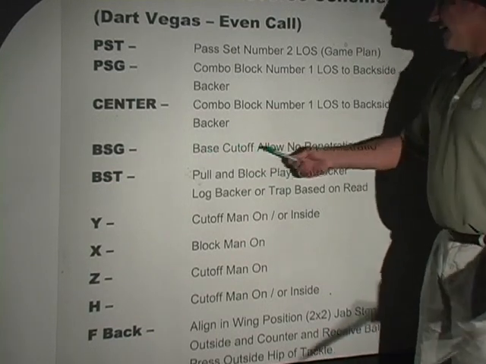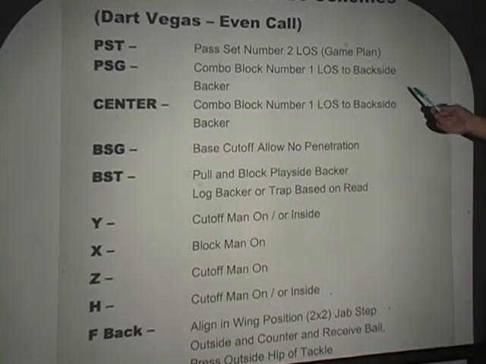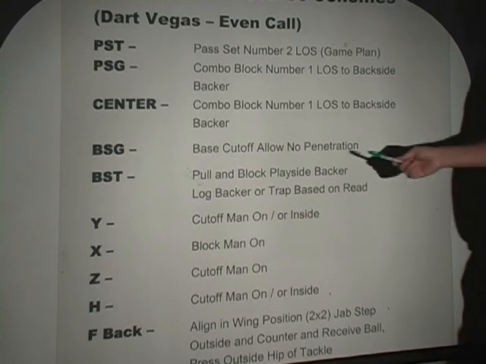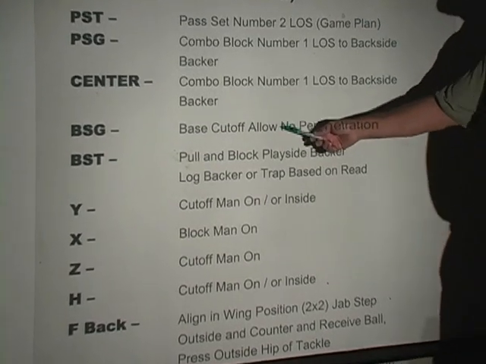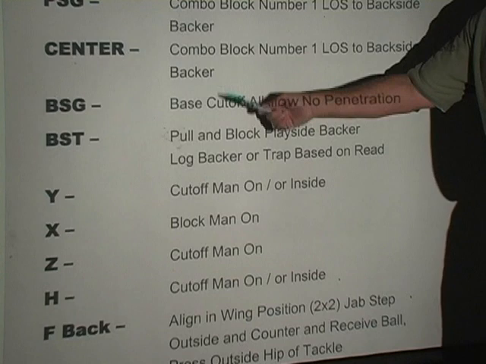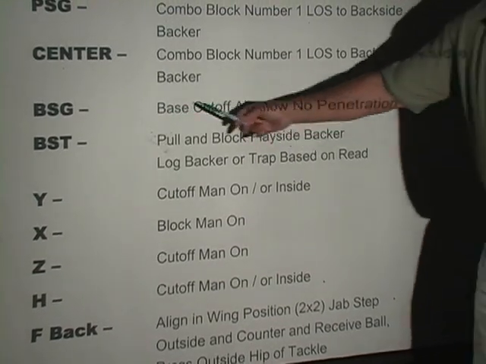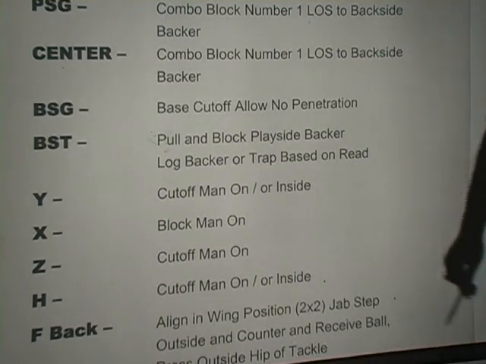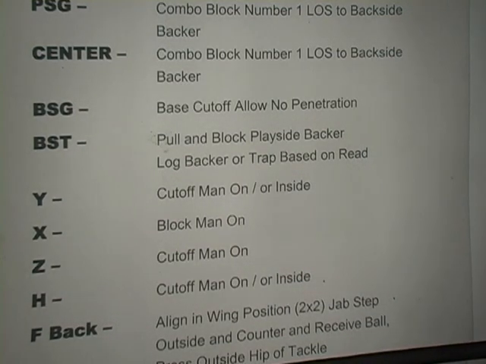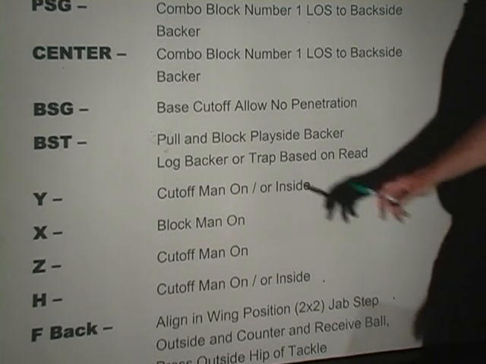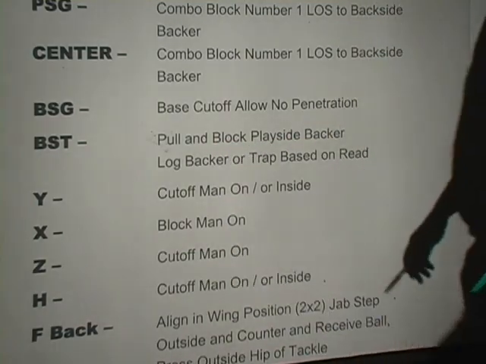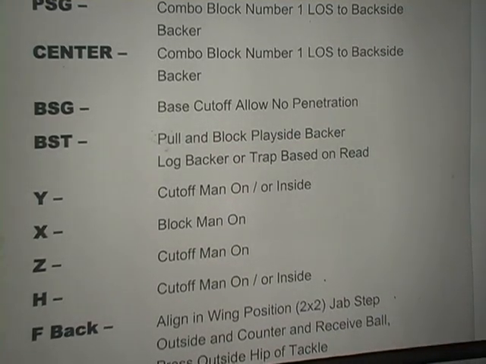Same rules. Backside guard, you've got an even call, you're going to get a base cutoff. Because we're only going to pull one now, men. We're pulling one on our dart scheme, just the backside tackle, or the guard versus odd. Base cutoff and allow no penetration. The rule tells him, do not give up penetration. Backside tackle is going to pull and block the play side backer, lob backer, or trap based on your read.